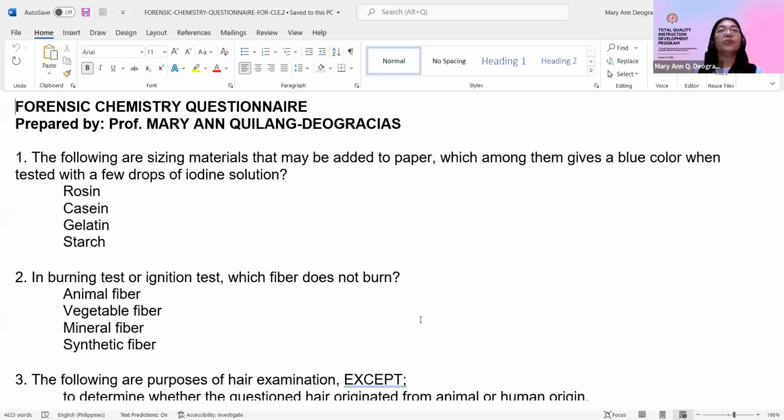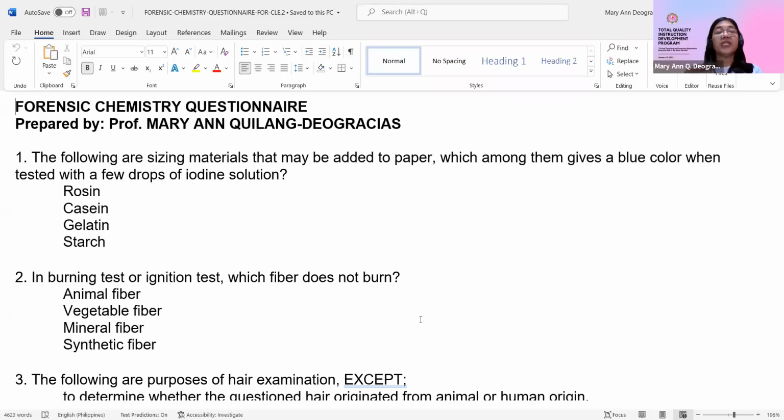Next, number 2, in burning or ignition test, which fiber does not burn? Okay, so in-explain ko sa inyo nung nakaraan yan eh. So, among these, the correct answer is mineral fiber. So, ang example kasi ng mineral fiber is the asbestos, if you can still recall that.